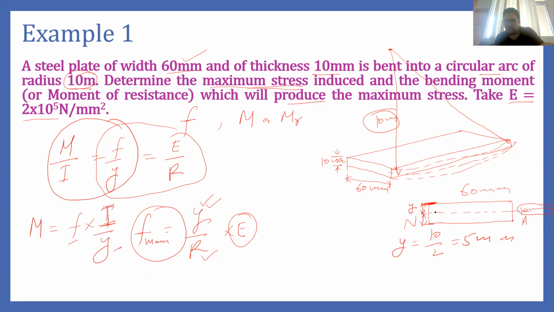So, the moment of inertia of this cross section about the neutral axis. If I name this width as B and the thickness as T, then the moment of inertia about the neutral axis will be BT cubed by 12.